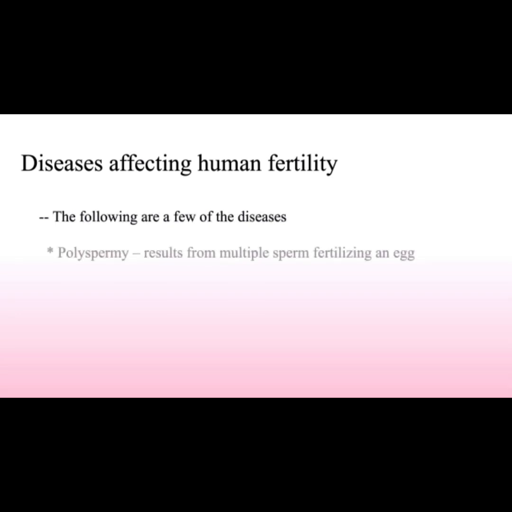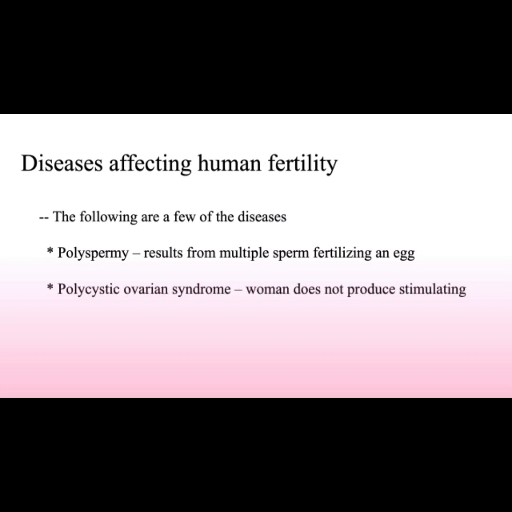Diseases affecting human fertility. The following are a few of the diseases that can occur and be present during the process. Polyspermy results from multiple sperm fertilizing an egg, leading to an offset number of chromosomes within the embryo. Polycystic ovarian syndrome, a condition in which the woman does not produce stimulating hormones and excessively produces androgens.